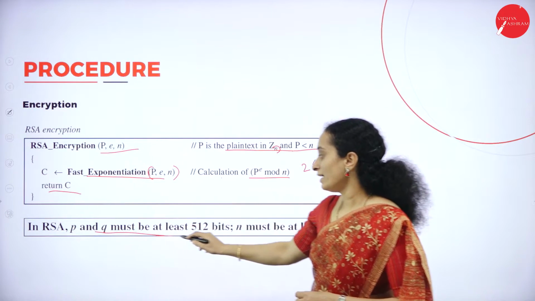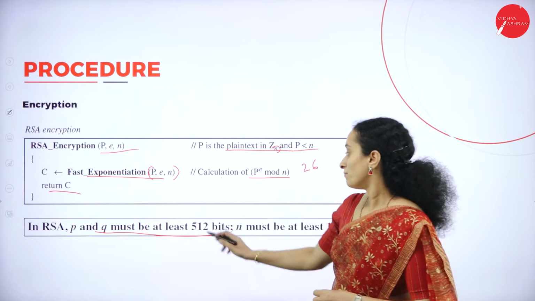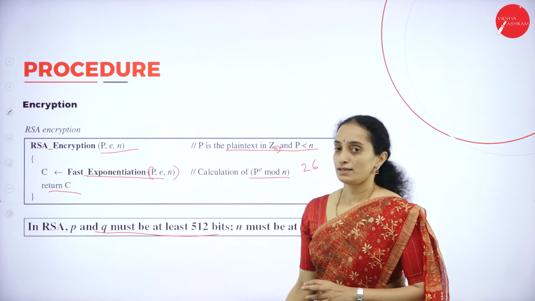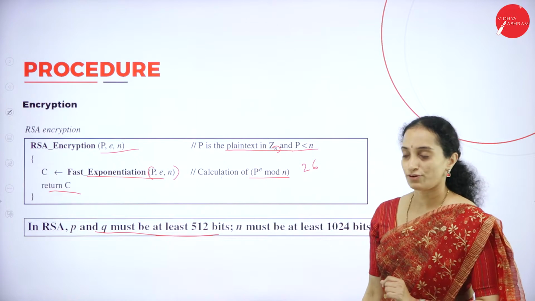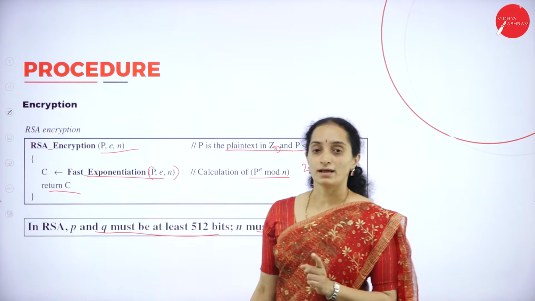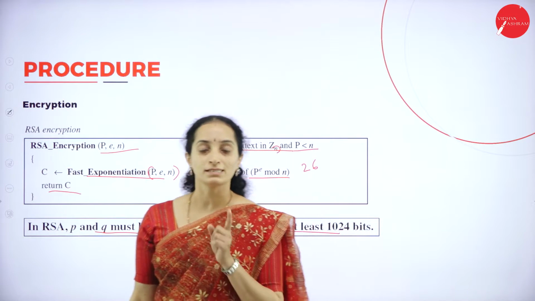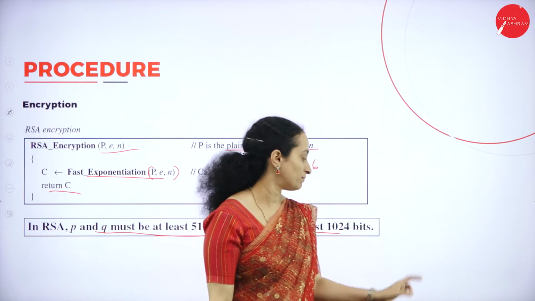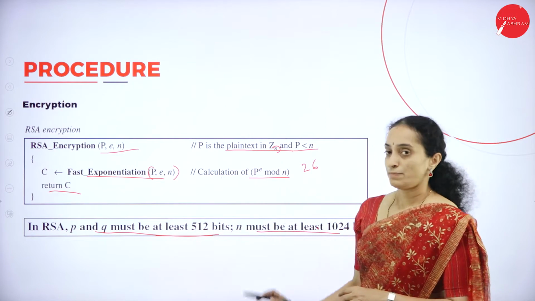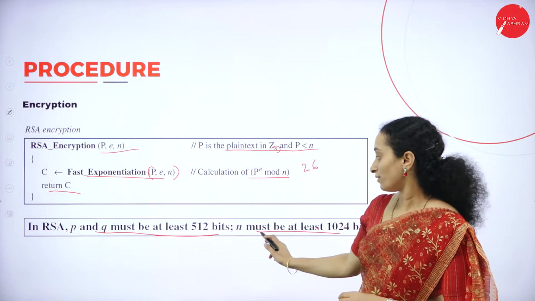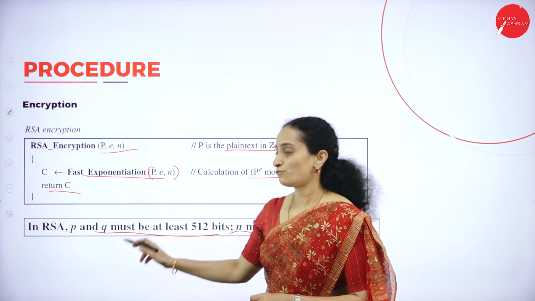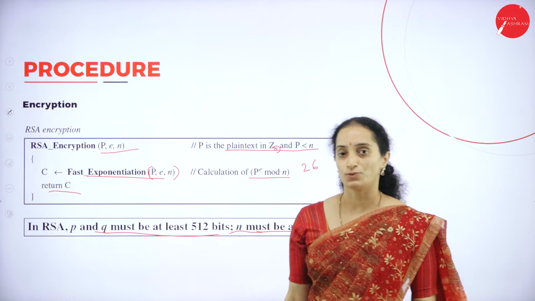In RSA, P and Q must be at least 512 bits. It has a range of key sets, and N must be at least 1024 bits. That is, 1 gigabyte of memory must be reserved for N and 512 bits for P and Q.